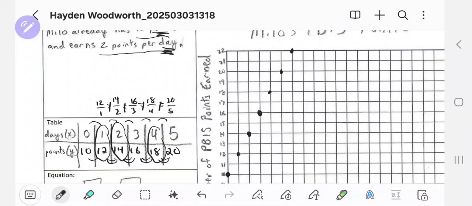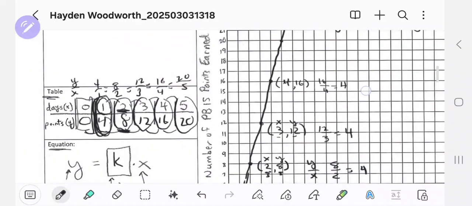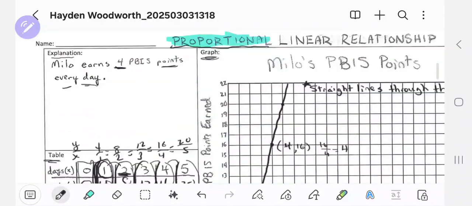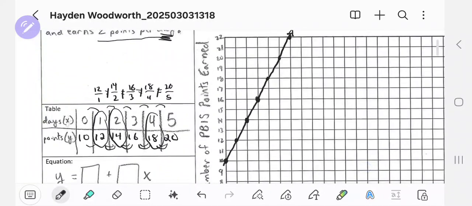See that little ramp there? Now draw a straight line as straight as you can. It's going to keep going as long as Milo shows up to school. And we notice that it's straight. Straight line, straight line. They're both straight, but this one does not go through the origin.